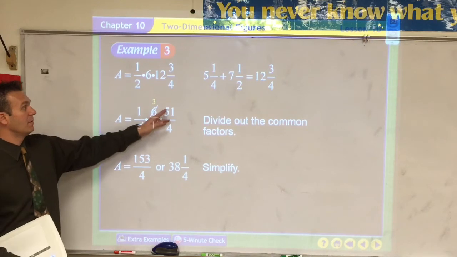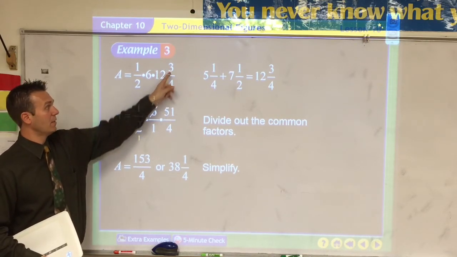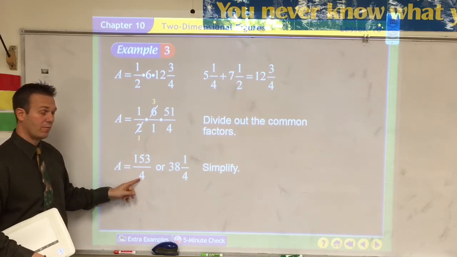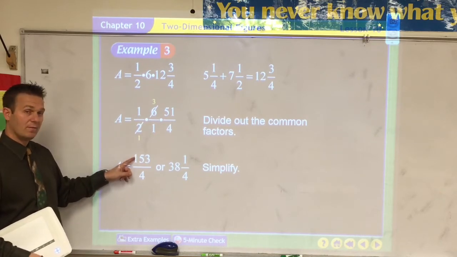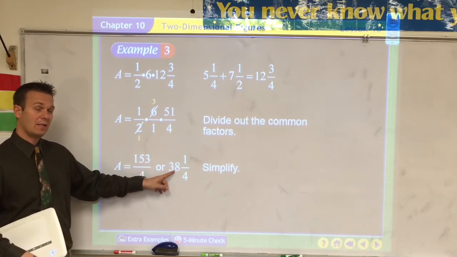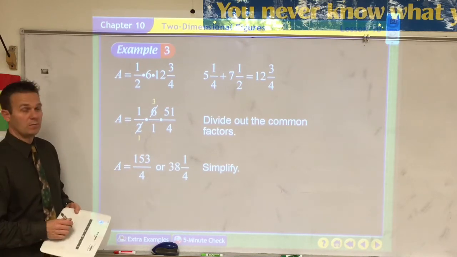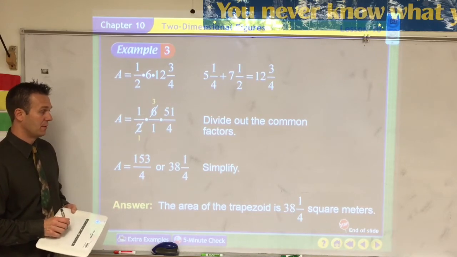Okay, how did we get it to 51/4? 4 times 12 is 48, plus 3 is 51. How did we go from 153/4 to 38? You ask yourself, how many times does 4 go into 153? It goes in 38 times, and there's 1 left over out of 4. So hopefully that helps you. So there's the area, 38 1/4 square meters.